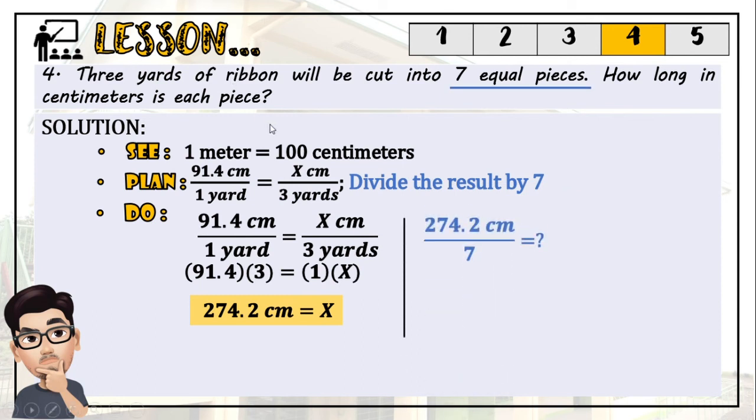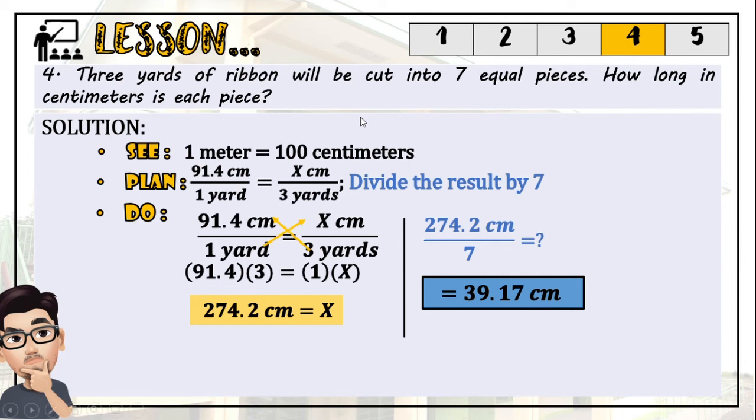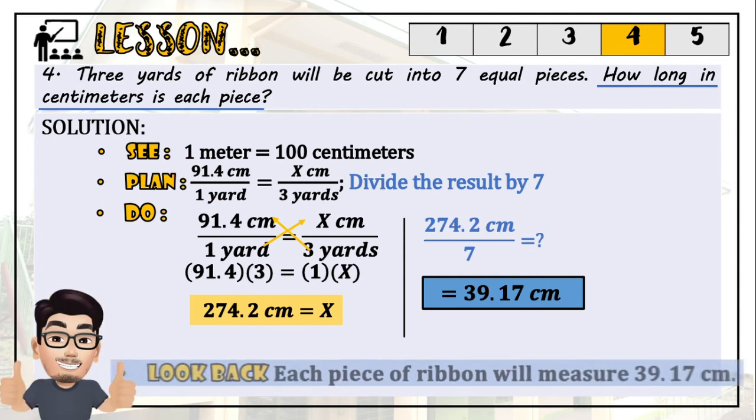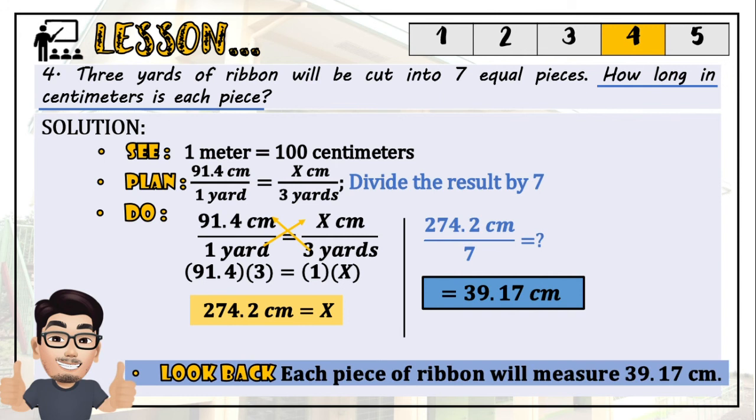Okay, the next step, we will divide the result by 7 because the ribbon needs to be cut into 7 equal pieces. So that will be 274.2 divided by 7 is equal to 39.17 centimeters. So the question is, how long in centimeters is each piece? And we arrived at the answer 39.17 centimeters. So each piece of ribbon will be 39.17 centimeters.